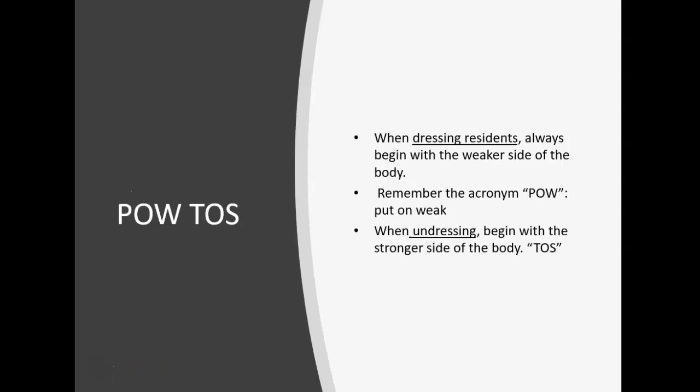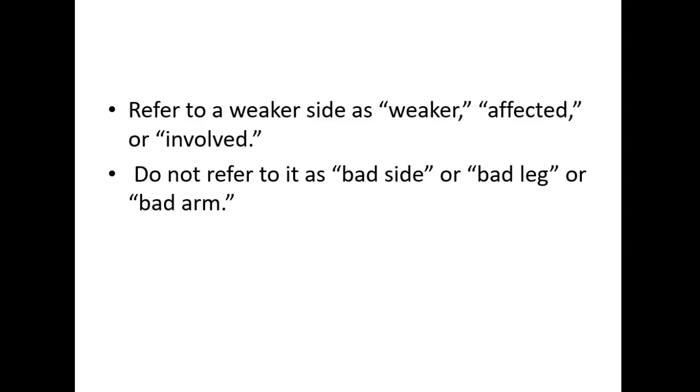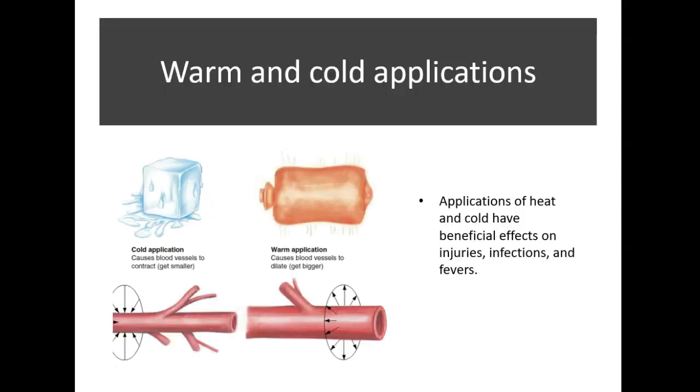When dressing a resident, always begin with the weaker side of the body. Remember the acronym POW, which is put on weak. And when undressing, begin with the stronger side of the body, which is TOS, take off strong. And you guys, most of you have already done that video. Refer to the weaker side as weaker, affected, or involved. Do not refer to it as the bad side or the bad leg or the bad arm.